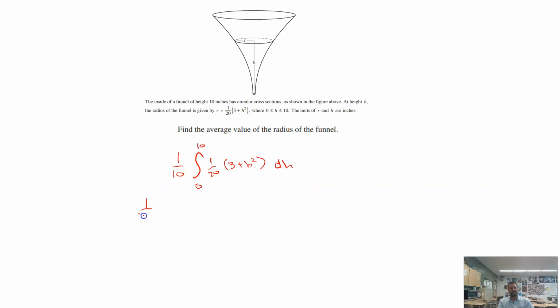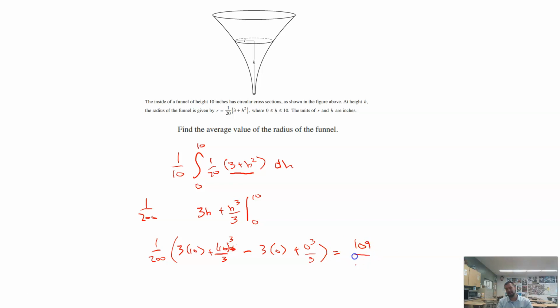So I'm going to move the 1/20th out in front. That's going to be 1 over 200. Then I'm going to take the antiderivative of 3 plus h squared. So that's 3h plus h to the third over 3. And then we put in 10 and 0. So I get 3 times 10 plus 10 to the third divided by 3. Then we multiply that by 1 over 200. Oh, I also have to plug in 0. So I get 3 times 0 plus 0 to the third divided by 3. When I multiply that in and I do all the work, it does simplify down to 109 over 60. Technically, this answer is good enough for this problem, and you can just leave your answer like that. But again, a little bit trickier because we have to do that one by hand.